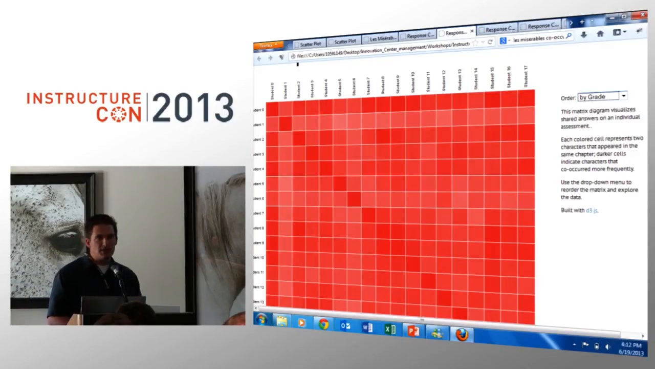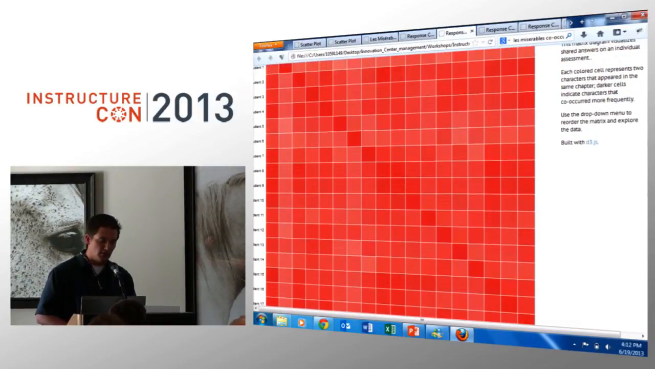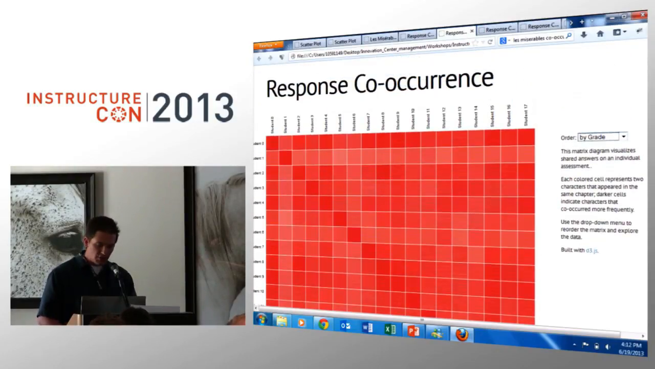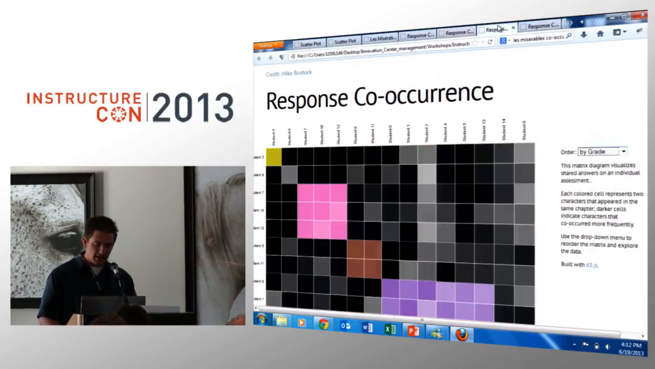And it's with this first data set that I realized there's a challenge with using this visualization to detect collusion. The issue here is this test was fairly easy, and as a result, a lot of students shared the same correct and incorrect answers, which is why you can see quite a bit of red. The standard deviation of scores was low. So I decided to look at it with a different data set.